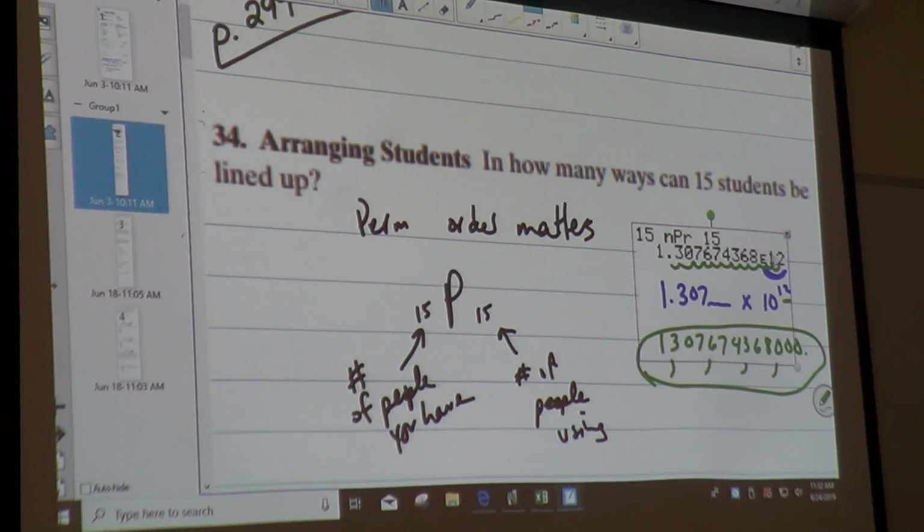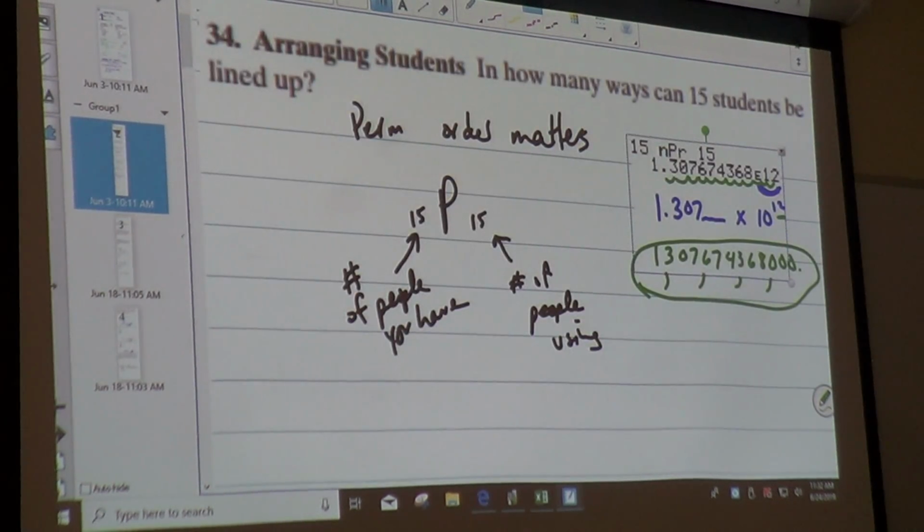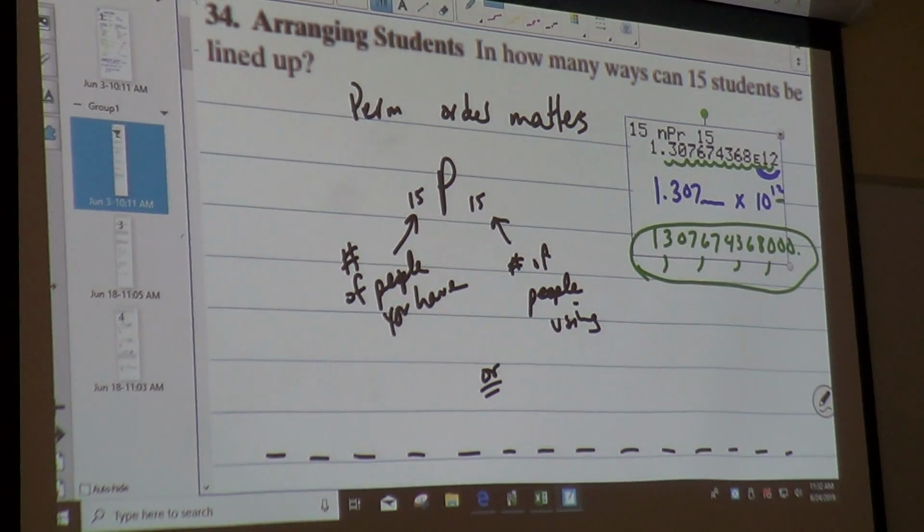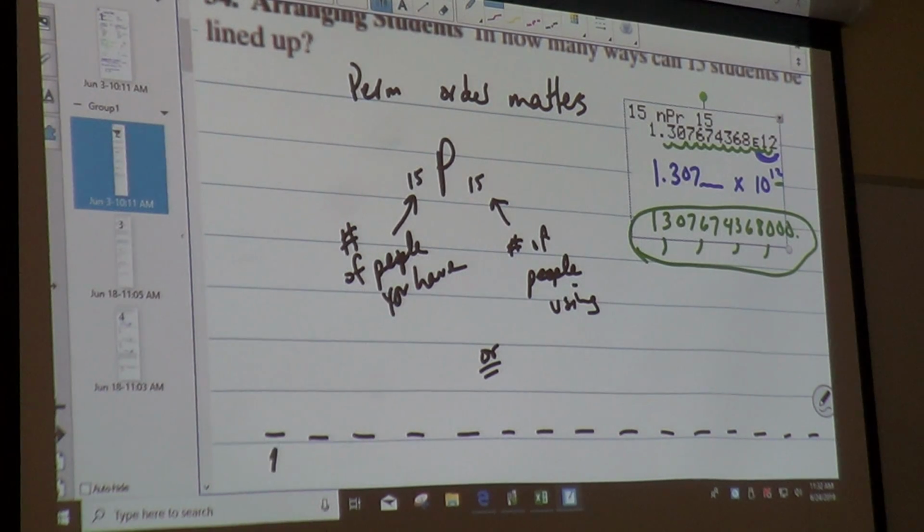Now, the other way that you could do this problem is you could say, for those that visually want to see it, okay, 1, 2, 3, 4, 5, 6, 7, 8, 9, 10, 11, 12, 13, 14, 15. If these are my 15 little babies, how many people do I have to choose from for the first spot in line? 15. And once I put Sally there, how many choices do I have for the next person? 14. And the next person? 13.